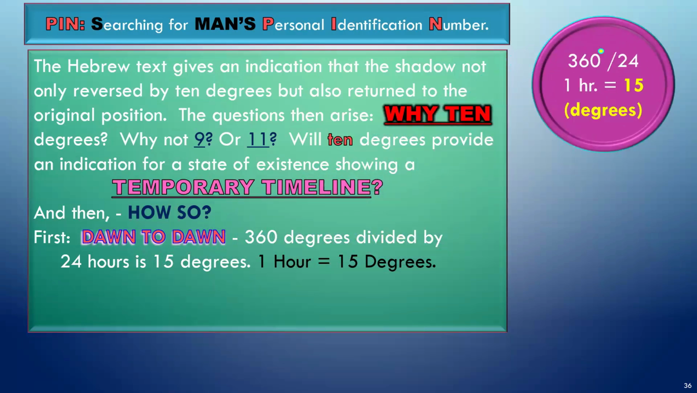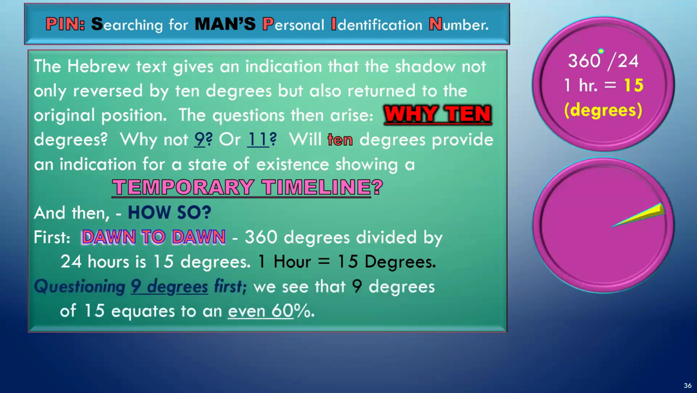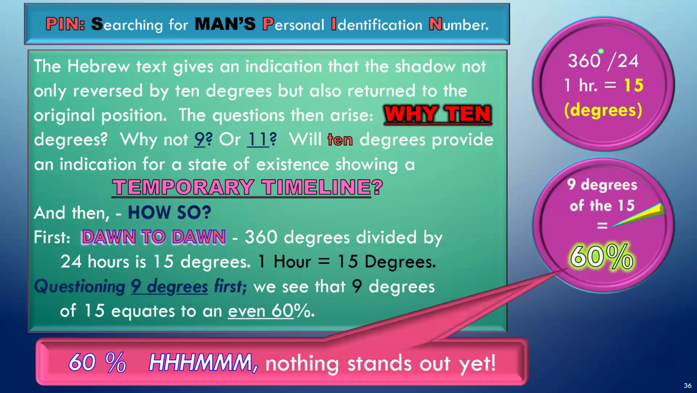Well, first, dawn to dawn. There's 360 degrees divided by 24 hours is 15 degrees. That leaves us with 1 hour equaling 15 degrees. So let's question the 9 degrees first. We see that 9 degrees of 15 equates to an even 60%.